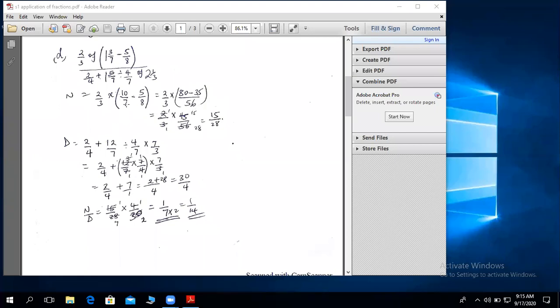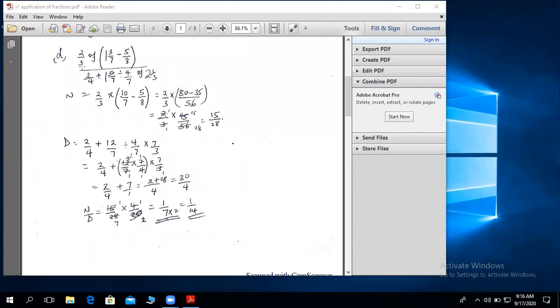56 divided by 7, the answer is 8. 8 times 10, the answer is 80. 56 divided by 8, the answer is 7. 7 times 5, the answer is 35. So 80 minus 35, the answer is 45 out of 56. Then we multiply it by 2 over 3. 3 by 45, the answer is 15. Then 2 by 56, the answer is 28.